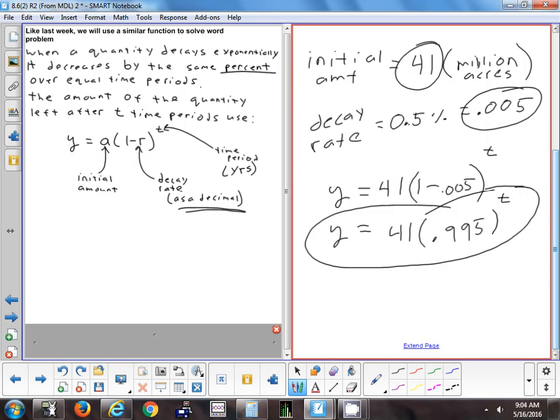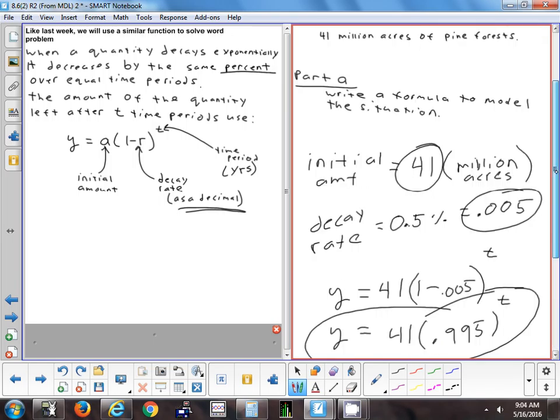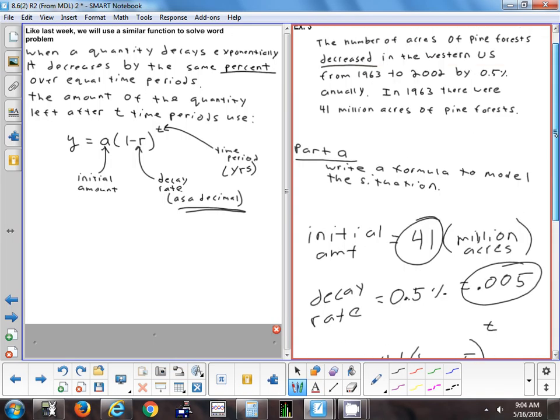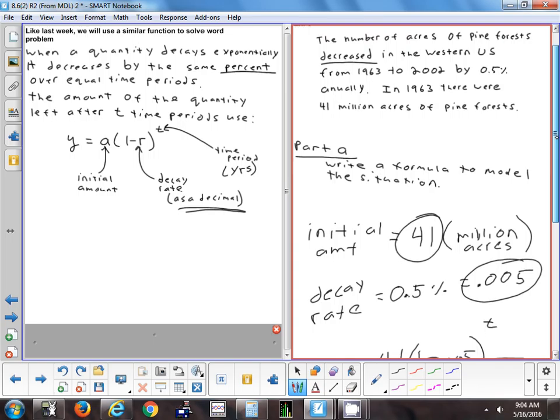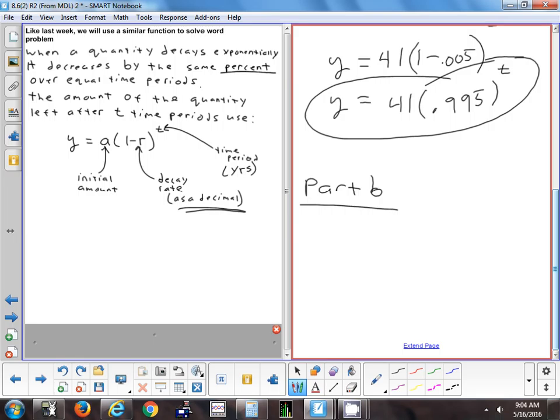All right, so part B. Let's find out how much forest would be left in 2002. We started with 41 million acres. Let's see how much is left in 2002. So how much forest is left in 2002?